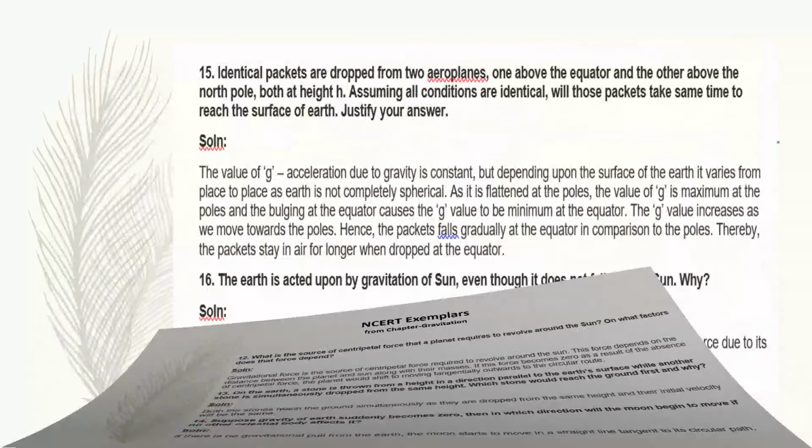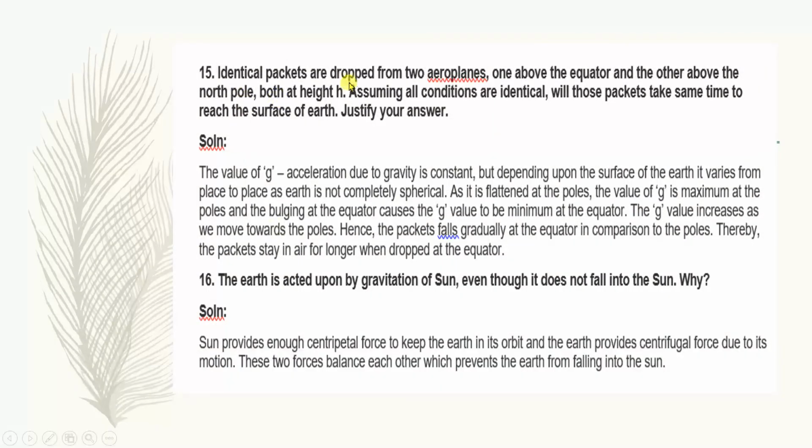Okay. Two identical packets are dropped from the aeroplanes, one above the equator and other near the pole, from the height h. Two packets fall from the same height h. One is at the equator and one is at the pole. Okay. Assuming all the conditions same, will these packets take same time to reach the surface of Earth?